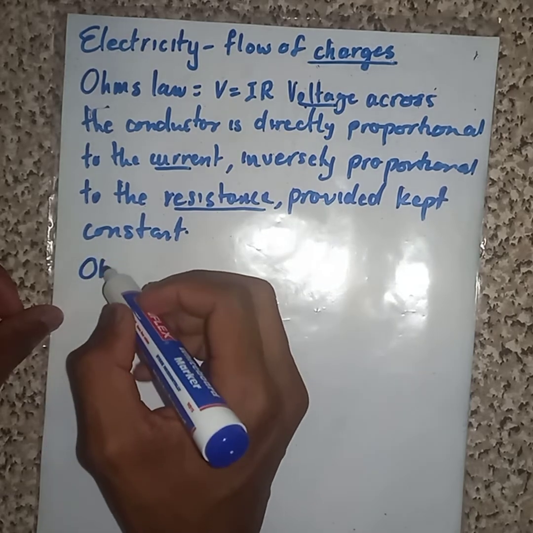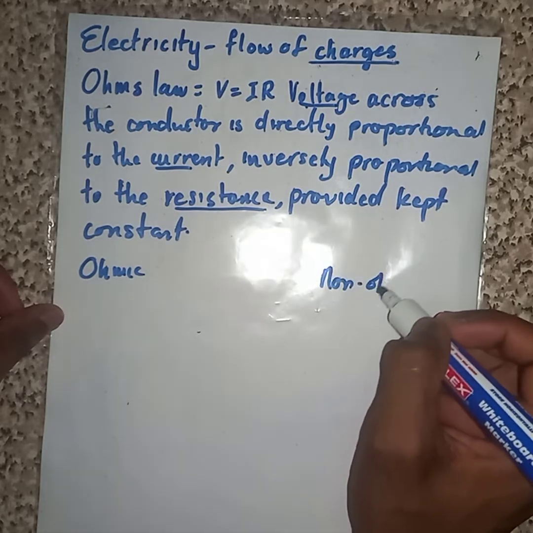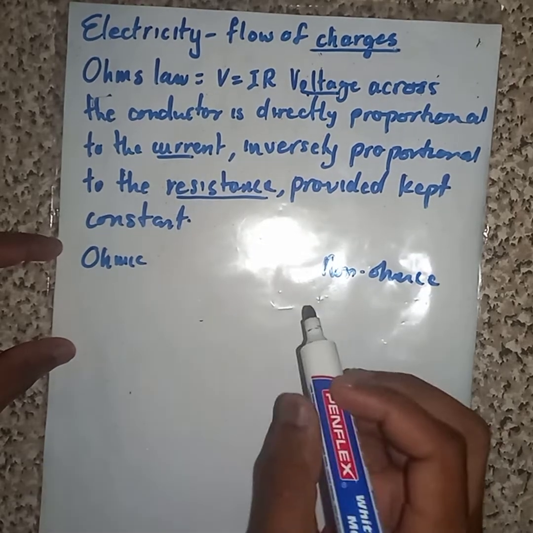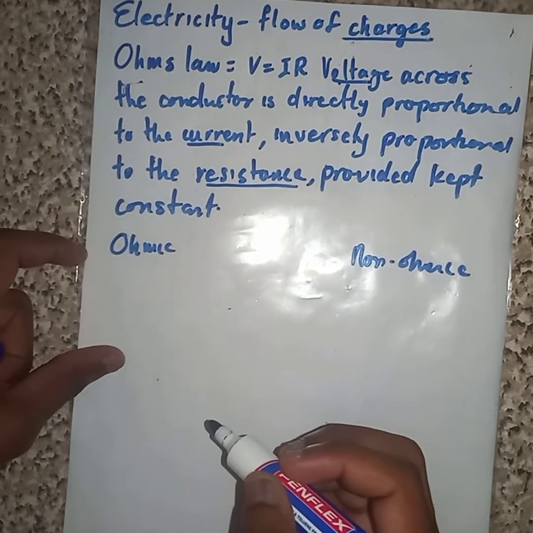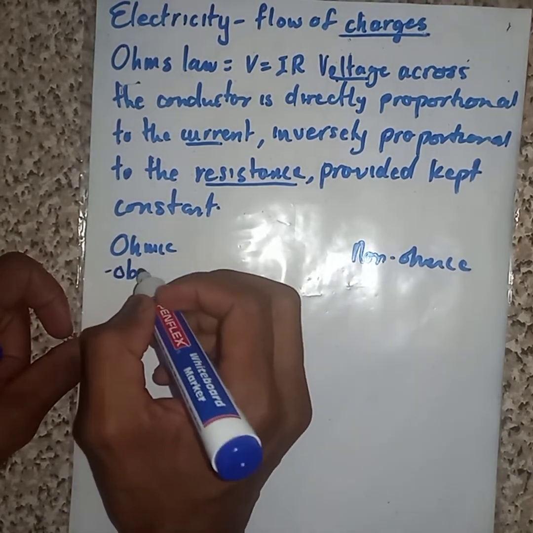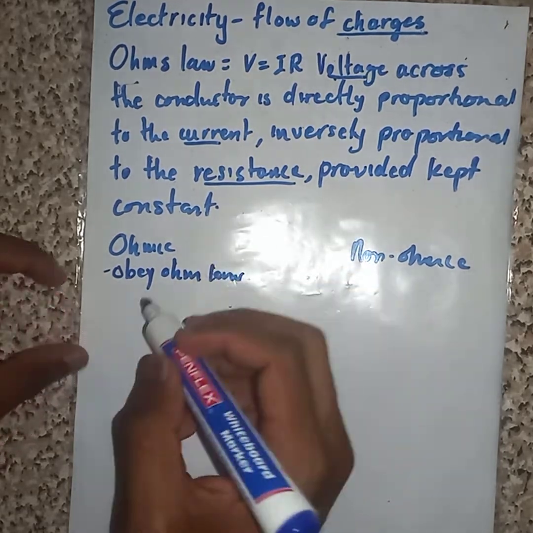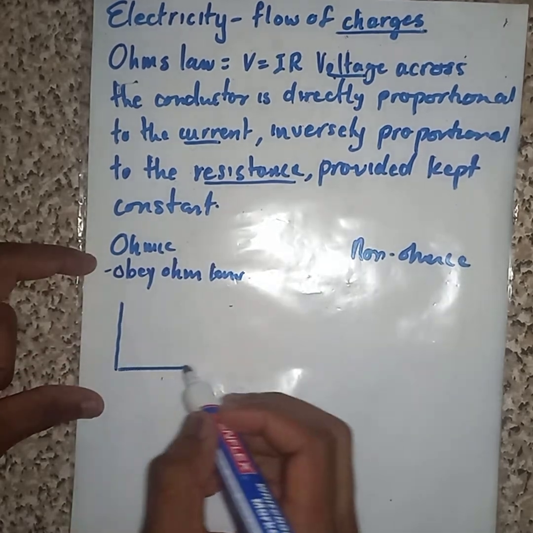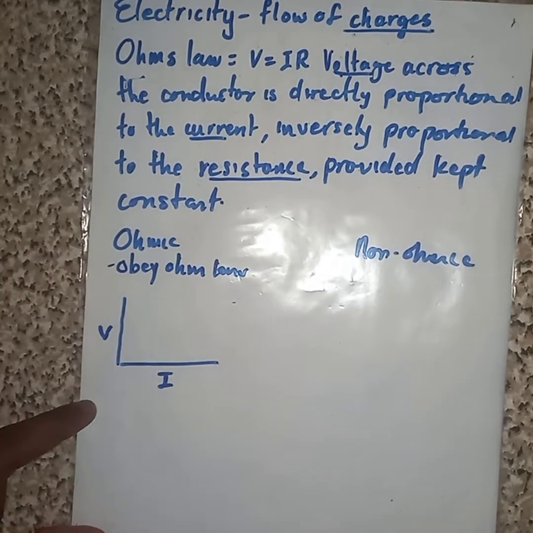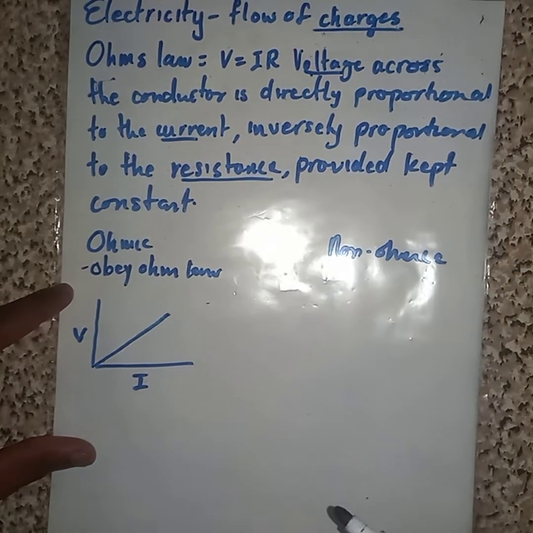Firstly, we have ohmic conductors as well as non-ohmic conductors. What are those? Ohmic conductors, they obey Ohm's law. Its function is like this. Let us consider this one to be V and this one to be I. Its function is like this, a straight line.